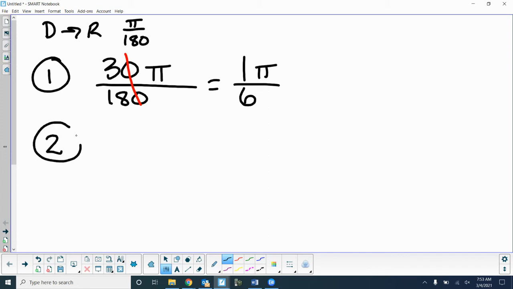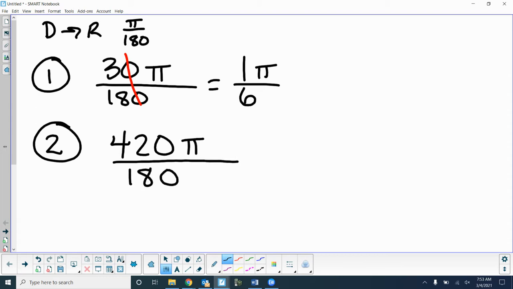Number 2. Same thing, we got 420. All right, so just make your bar. Put pi next to the 420 over 180. Again, the zeros cancel. And 6 goes into 42 7 times. And 6 goes into 18 3 times. So there's that.